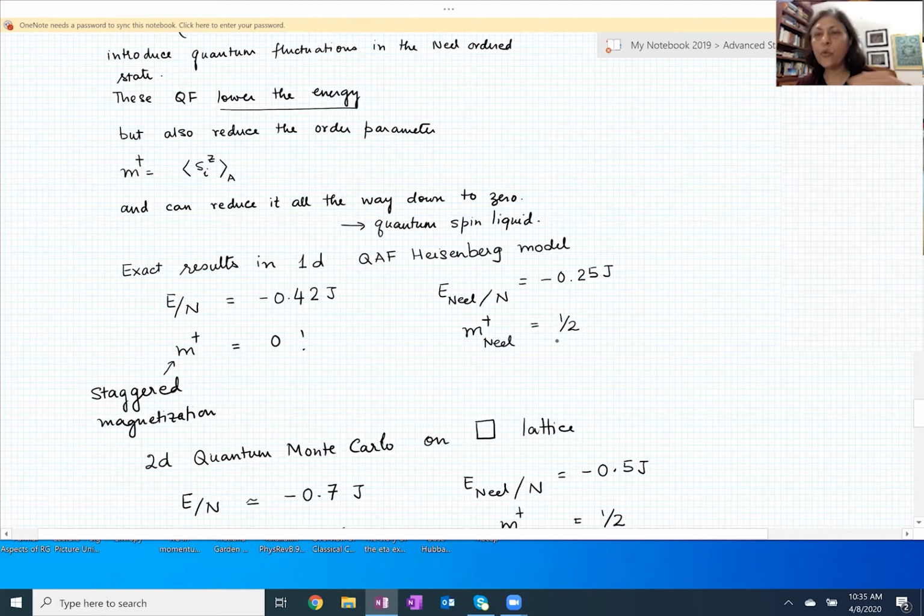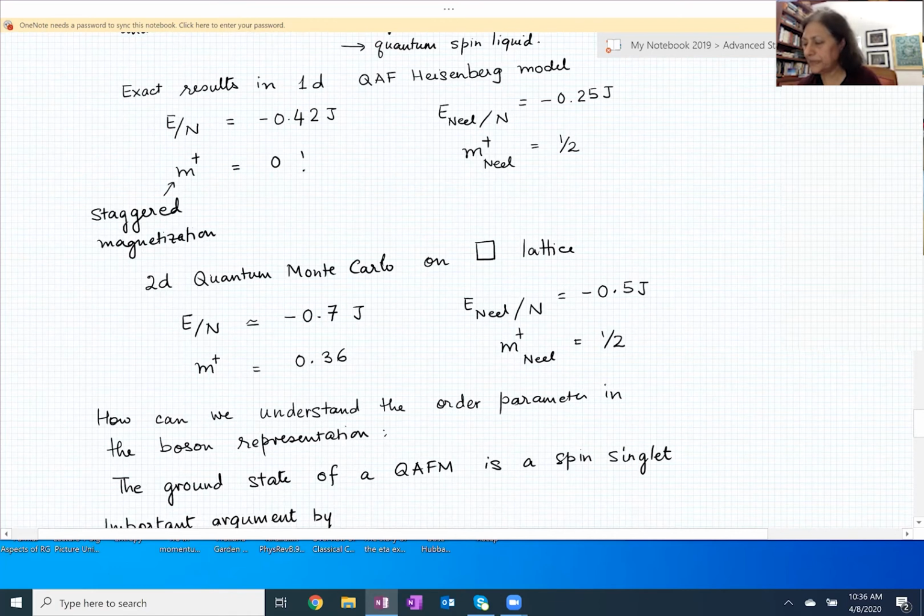But if you look at the quantum fluctuating ground state and ask what is the expectation value of SZ on the A sublattice, then you see that in 1D, this is an exact result, it gives you 0. So that is what quantum fluctuations are doing. Okay, so this state would be called a spin liquid in 1D because it is not able to order because of these strong quantum fluctuations.